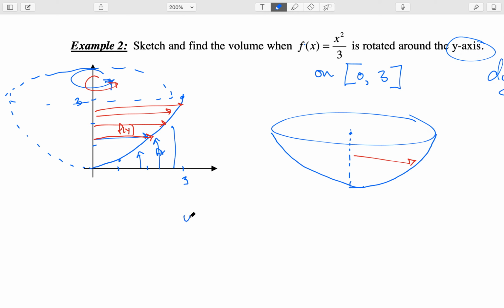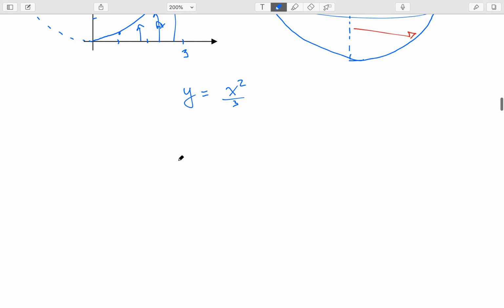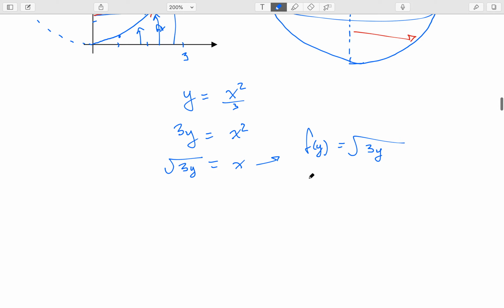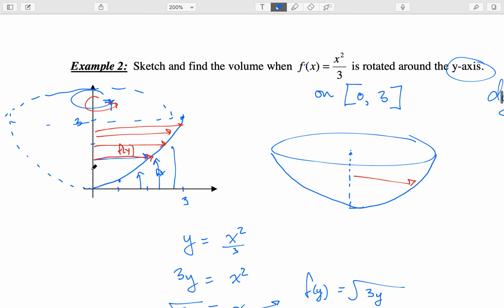So right now I've got y is equal to x squared over 3. We need to solve for x. So in other words, 3y is equal to x squared. X is equal to the square root of 3y. Hang on, this means f of y is the square root of 3y. Shouldn't it be plus or minus? Yeah, you see it? There's the plus, there's the minus.